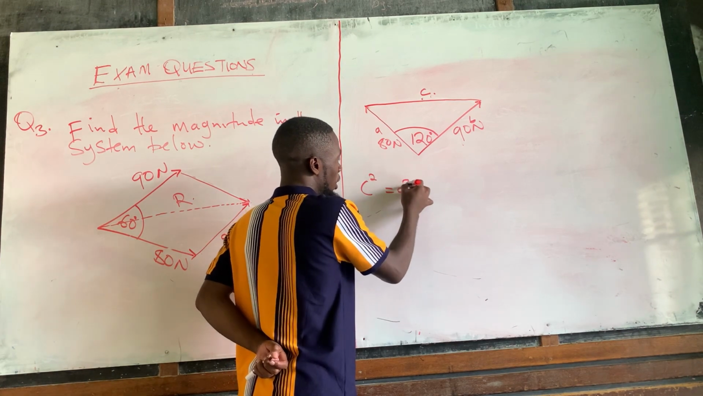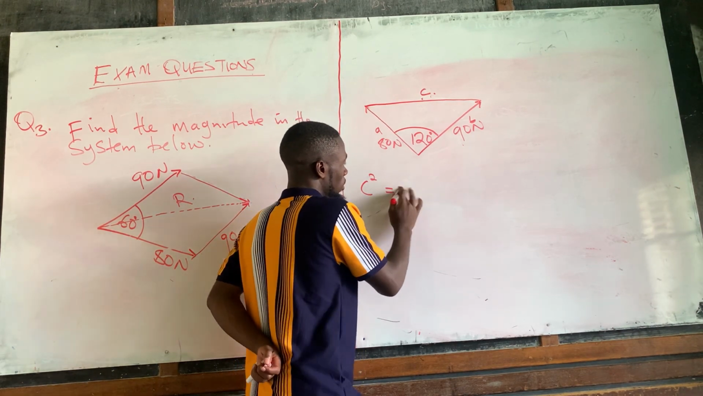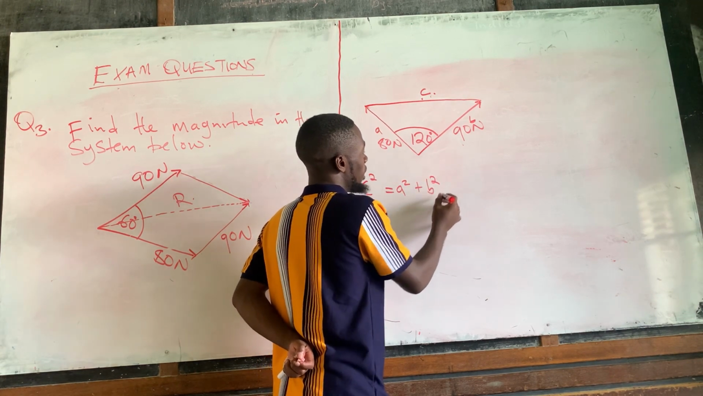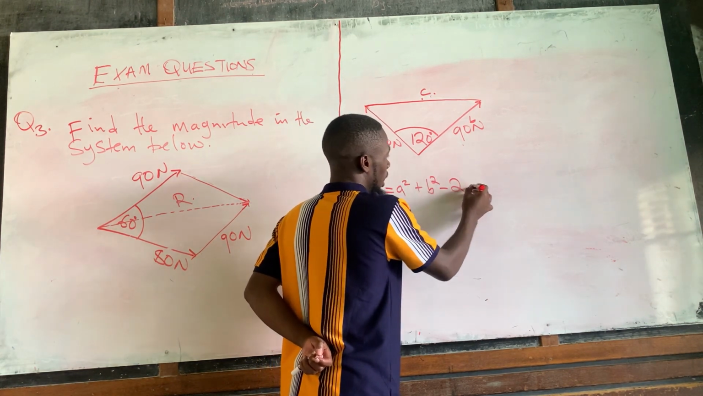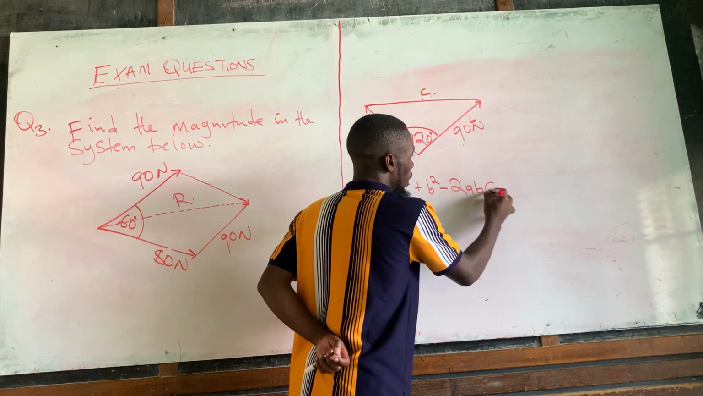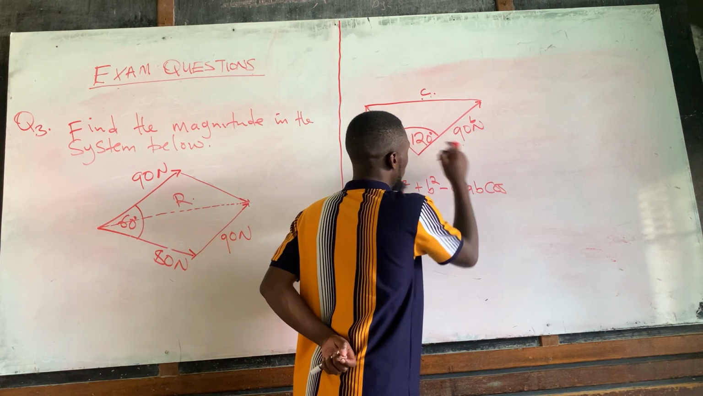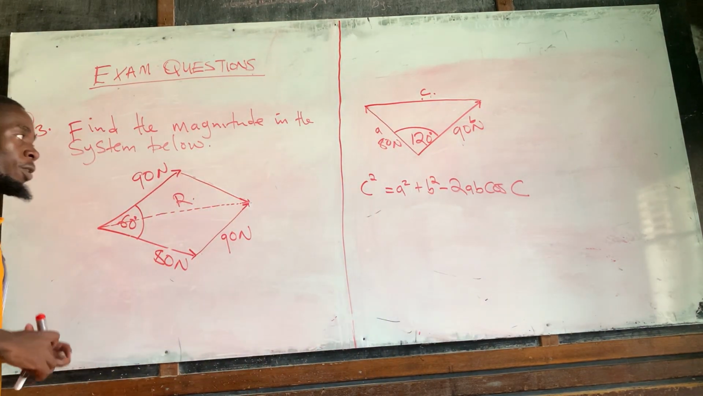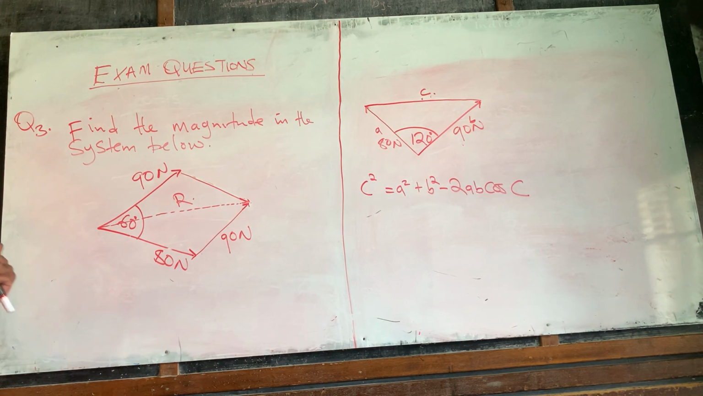So C squared, which is the side that we want to find, will be equal to A squared plus B squared minus 2AB cos C, which is this angle here. So this is the cosine rule, the formula that we use when you answer such questions.